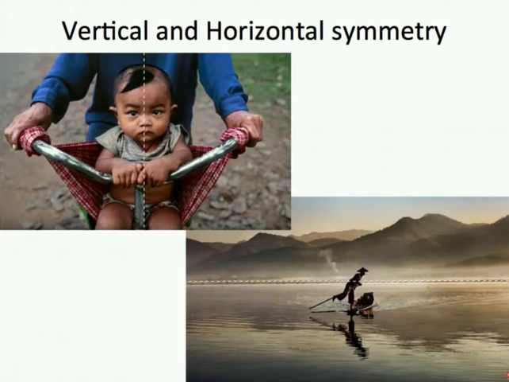We all know that symmetry is very pleasing to the human eye. So here we see an example of vertical symmetry. The elements on this side pretty much match the elements on this side. And here is an example of horizontal symmetry. The area on the top here pretty much matches the area along the bottom.